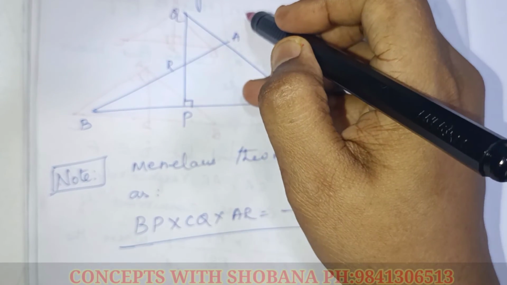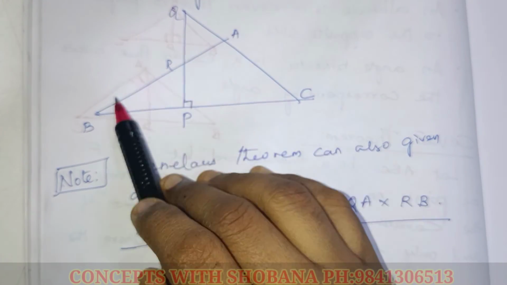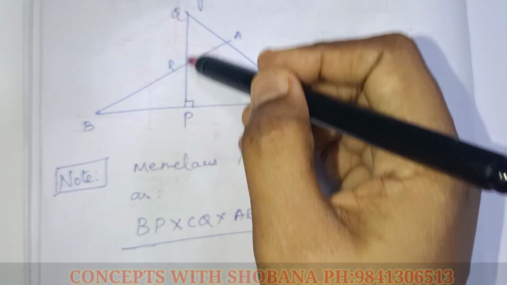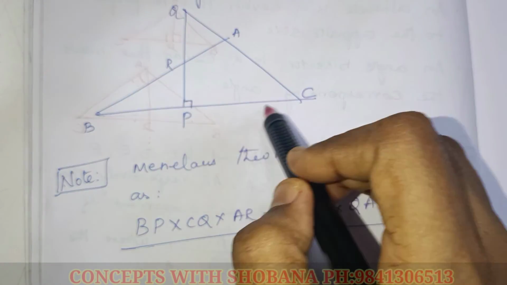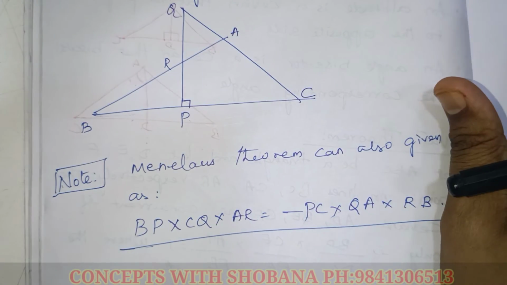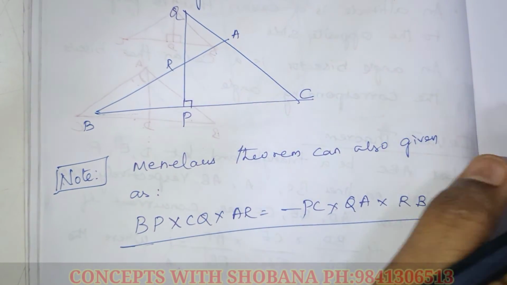What does if and only if mean? If the product of BP by PC, CQ by QA and AR by RB is -1, then you can say they are collinear. Otherwise, if they are collinear, it is understood that BP by PC into CQ by QA into AR by RB is equal to -1. Both ways it is proved. Okay, this is called the Menelaus theorem.